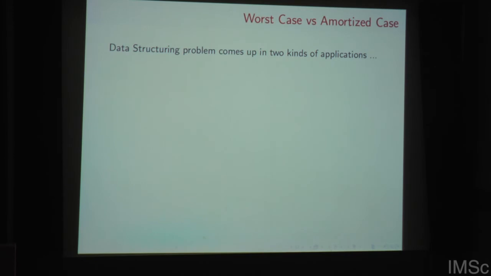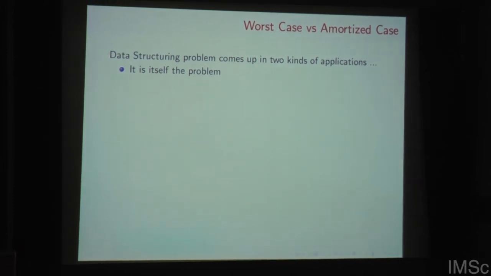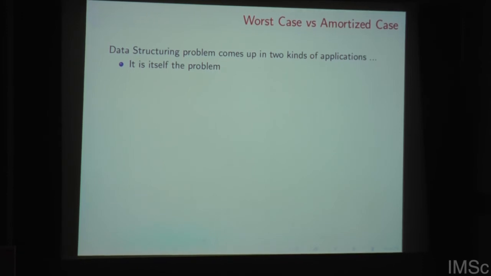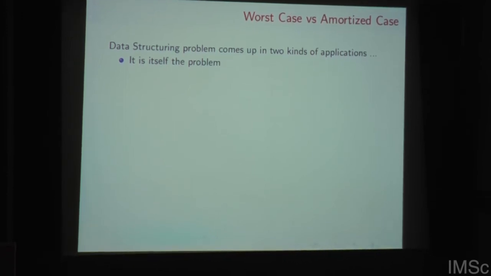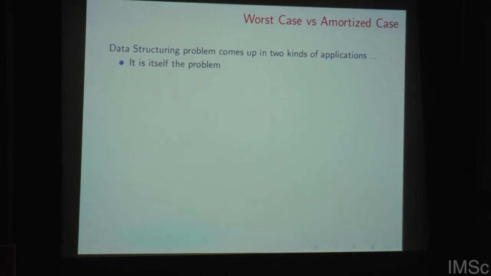Now, this data structuring problem comes up in two kinds of applications. In one, maybe that is the problem. So for example, you want to organize all the keywords and all the websites so that when I give you a query, I want to be able to get the top 1,000 websites that match it. This is exactly what Google does. And you want the queries to be answered fast, so the worst case running time is important. You want to organize something so that given a query, you can get the answer fast. This is one kind of application where this data structuring problem comes up.